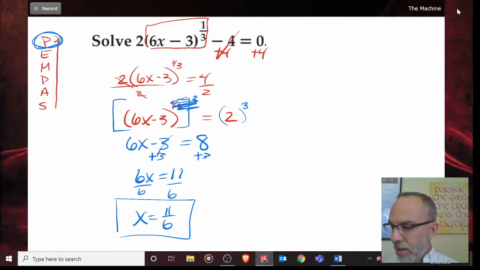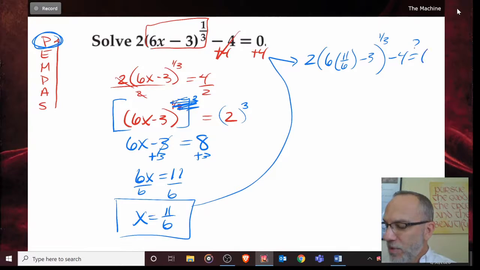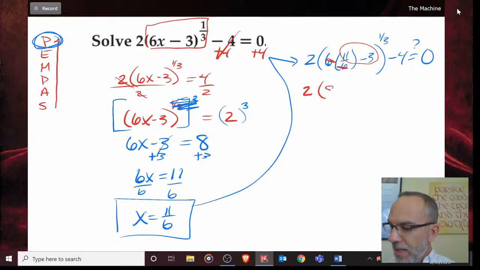Check it. Okay, here we go. I'm going to check over here. 2 times 6 times 11/6 minus 3 to the 1/3 minus 4. Is that equal to 0? Wow, let's see. Doesn't this 6 and this 6 cancel? So doesn't this give me 2 times, isn't that just 11 minus 3 then? 8 to the 1/3 minus 4 equal to 0?